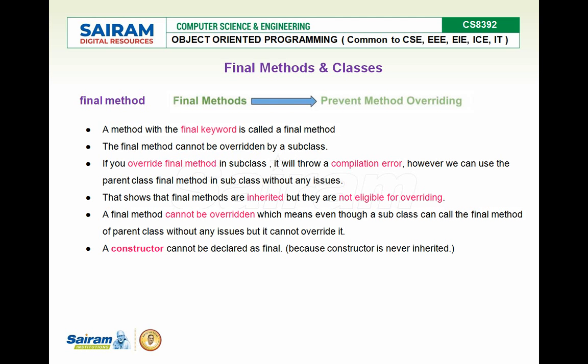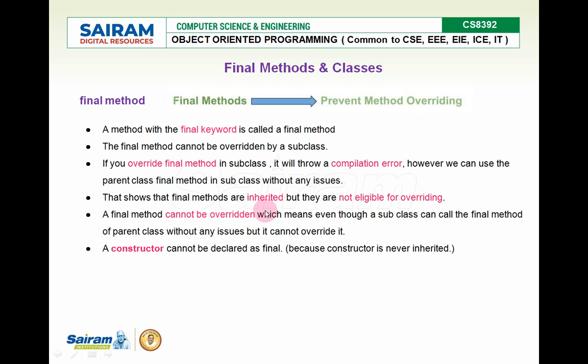So next is final method. So final methods, if you declare a method as final, it cannot be overridden. You cannot change the definition in the subclass. That is what the final method. A method with the final keyword is called a final method. A final method cannot be overridden by the subclass. So that is the point. And if you override a final method in a subclass, it throws an error, right? Because it is final, you cannot override. If you're trying to override that, it throws a compilation error.